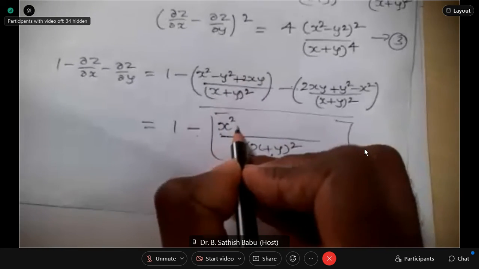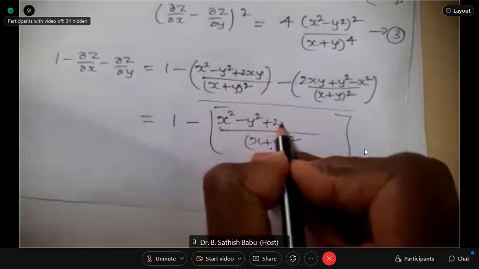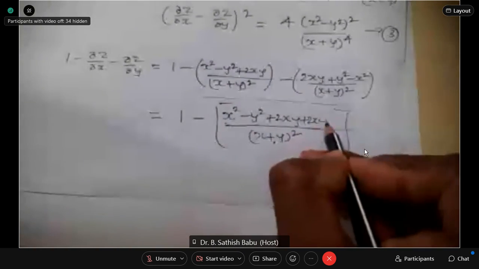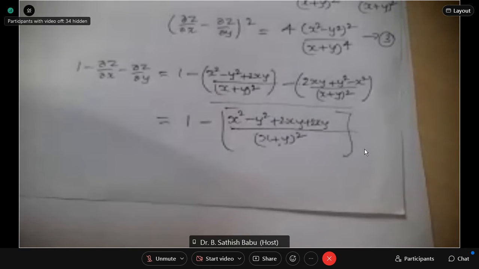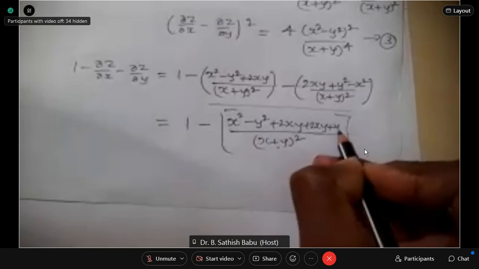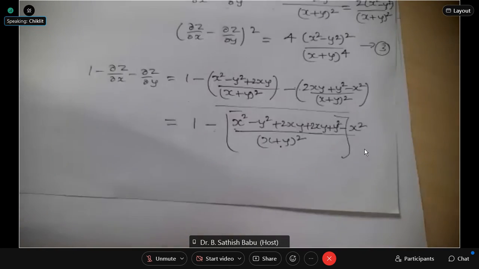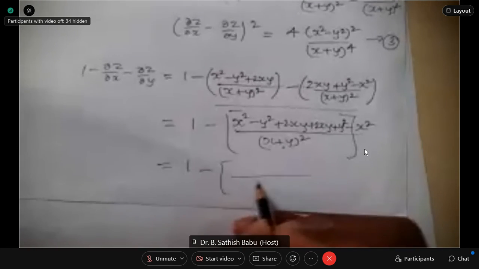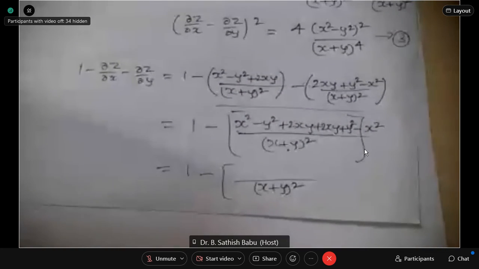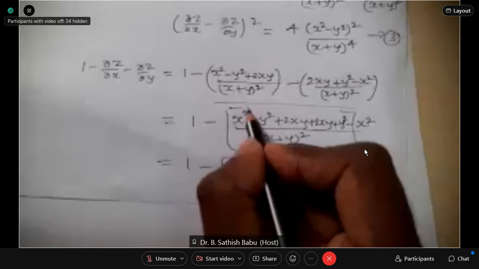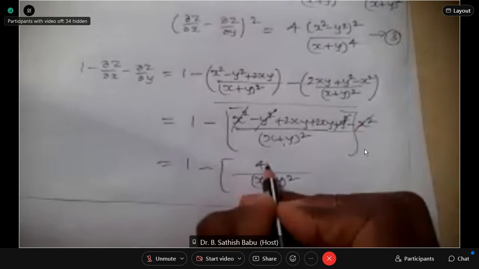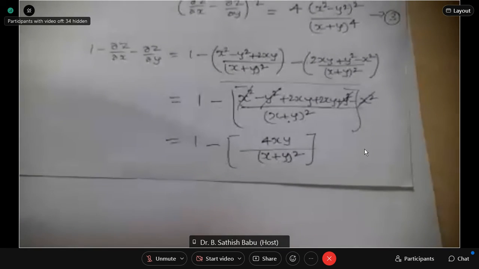Will it remain as x square minus y square plus 2xy? Then is it plus 2xy in the next term or minus 2xy? Plus 2xy. Okay. Plus 2xy plus y square, minus x square. Can we simplify this further? 4xy. X square gets cancelled, minus y square gets cancelled. It will be just 4xy. It's fine.